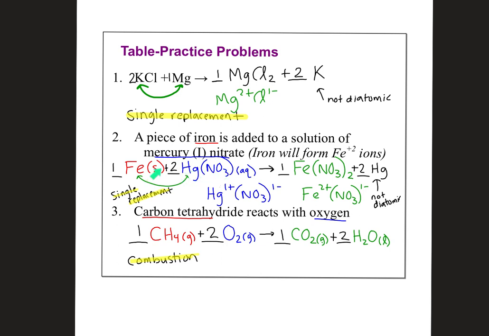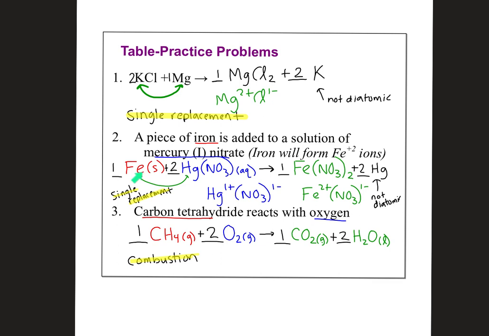I know iron is a metal, so it's a solid at room temperature. And then this, they told me it was a solution, so I put aqueous. You don't have to do that on these. I'm just getting you in the habit for it. Okay, and then it says, hint, iron will form +2 ions.